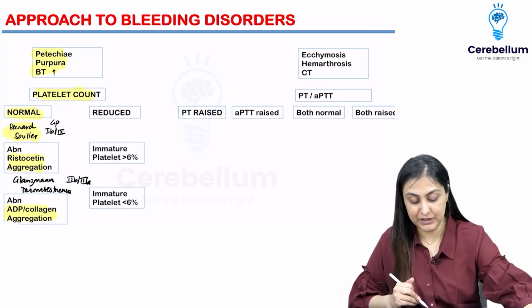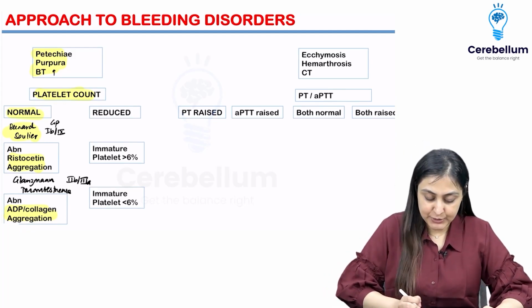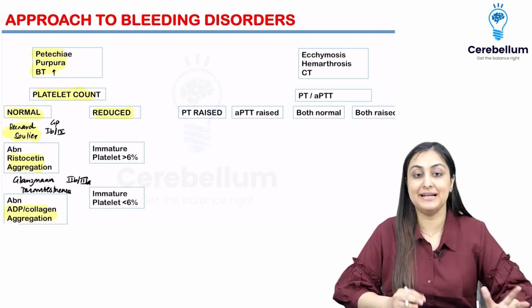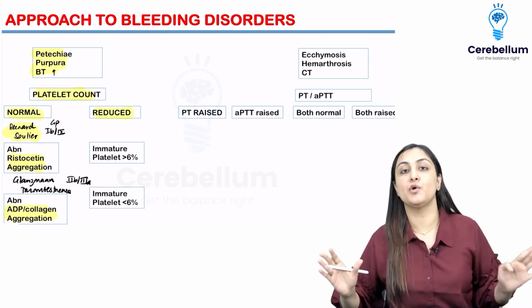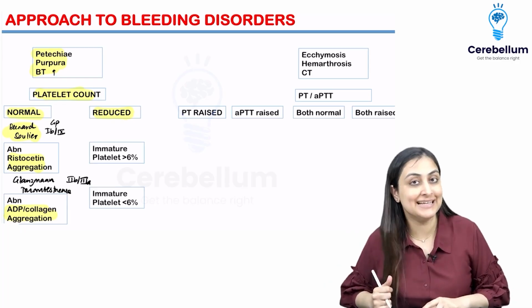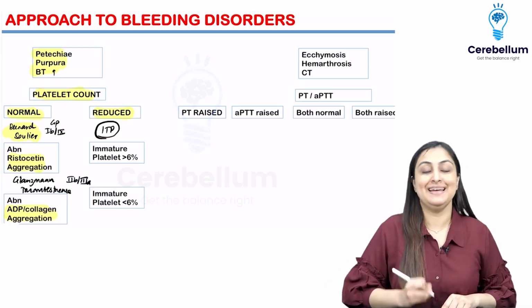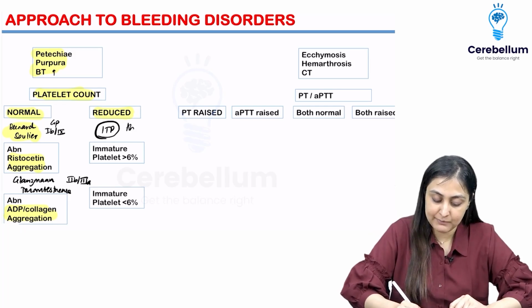Alright, so this is about normal platelet count. Anytime the platelet count is reduced, it means that there is thrombocytopenia. So now we want to look at the immature platelet count. If immature platelet count is more, meaning it's not a problem with the bone marrow, it is just doing fine, it's somebody else who's eating them up. So this is your autoimmune disorder, ITP, immune mediated thrombocytopenic purpura, wherein you have antibodies against GP2B3A.